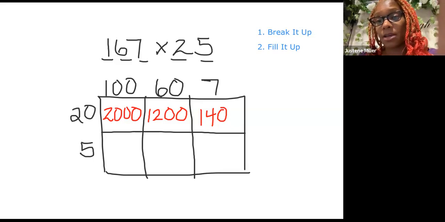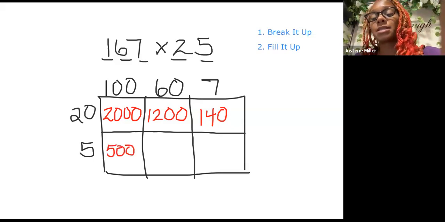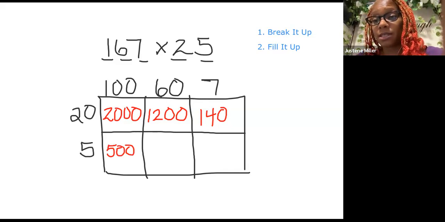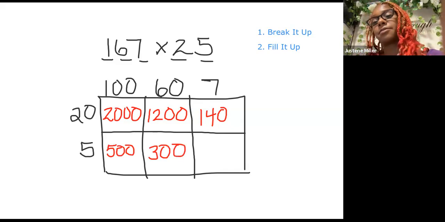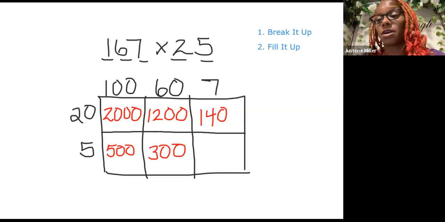All right, at the bottom, I got 100 times 5, which gives me 500. 100, 200, 300, 400, 500. Now I got 60 times 5. 6 times 5 is 30. It looks like I got a 0 there. Gives me 300. Final one, I have 7 times 5. You should do 5, 10, 15, 20, 25, 30, 35. And we're looking good right now.